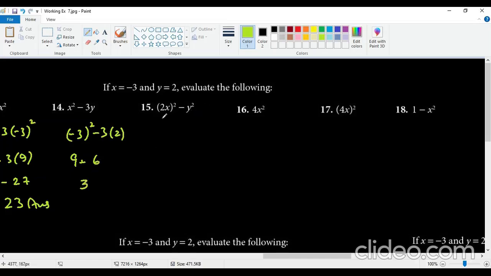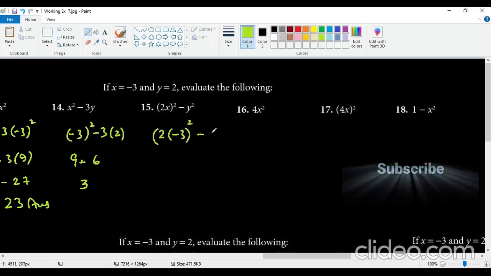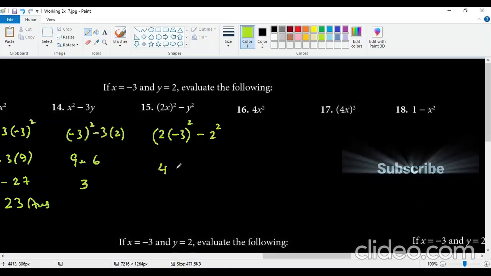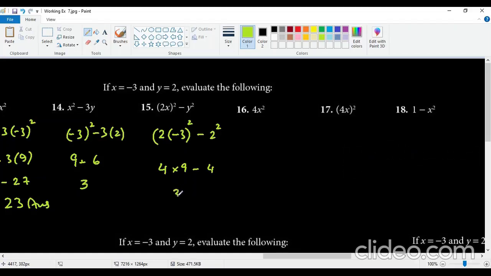Now in here, the value of 2x is multiplied by itself. That means 2 is multiplied by negative 3 whole square, minus y is 2 square. So that means this is going to give you a 4 times 9 minus 4. So 4 times 9 is 36, minus 4 is going to give you a 32 as an answer.